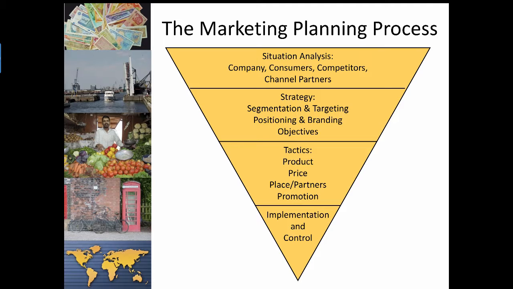We start at the top by understanding the situation, make choices about segmentation, targeting, and positioning, and our branding objectives. Decide how we're going to get to the place we want to be in terms of positioning by the choices and selections we make in terms of how we design and develop our products, the way we price them, the distribution partners that we choose or how we choose to distribute our product, and how we choose to promote our product. And then finally, we have an operational plan for how we put this plan into place and how we measure our success or failure for the plan.